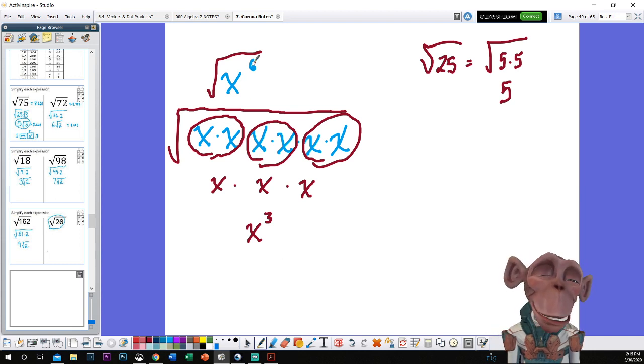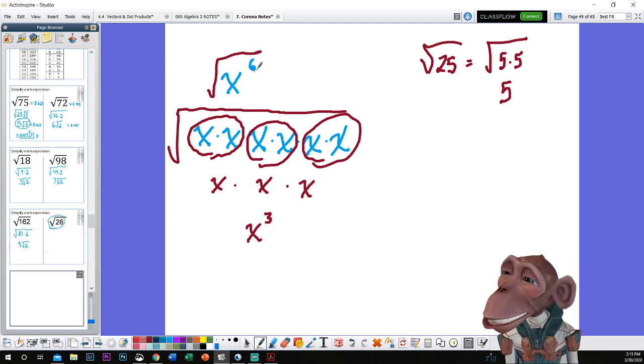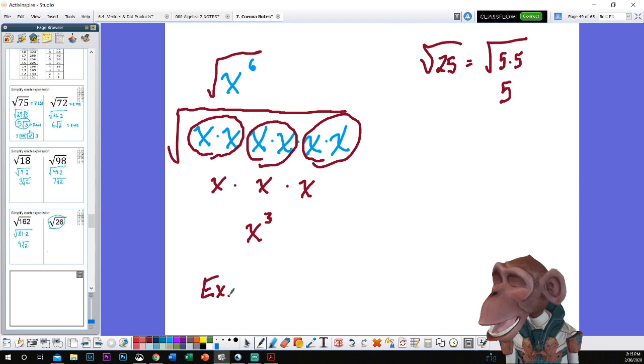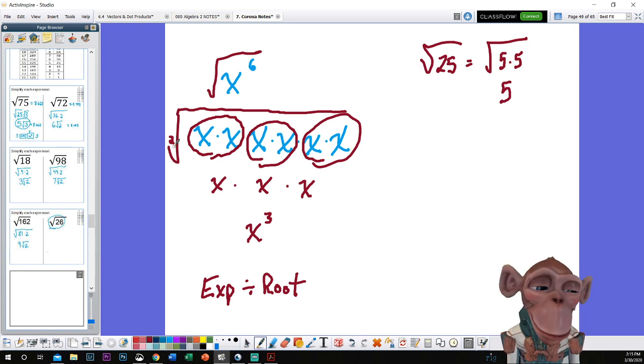Now if this were x to the 100th power, I wouldn't want to have to write out 100 different x's. So the easy way is just to take your exponent and divide by whatever the root was. Since this is the square root, we're going to divide by 2. So your formula here is exponent divided by root is going to give you your new exponent after you've taken the root. You know that since this is a square root, it's like there's a 2 there. But we don't write the 2 because we just assume it's there if there's nothing there.